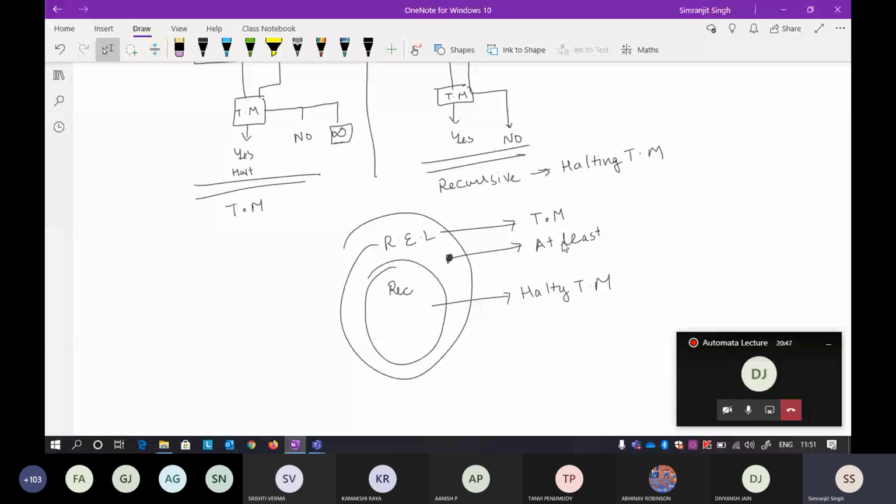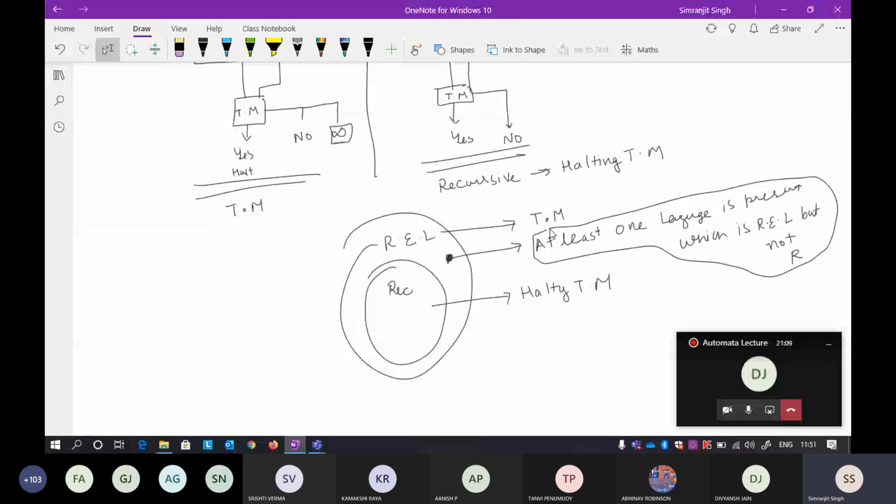The proof says that at least one language is present which is recursive enumerable but not recursive. Based on this particular theorem, I am able to say that recursive is a subset of recursive enumerable. That is the only reason I can say so.